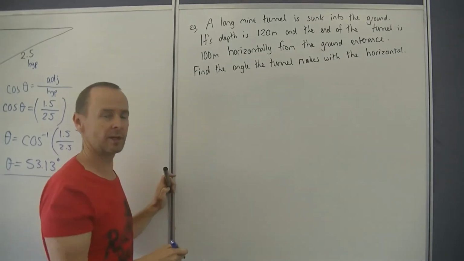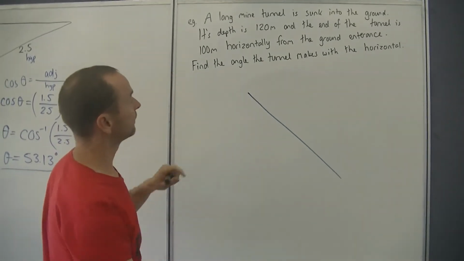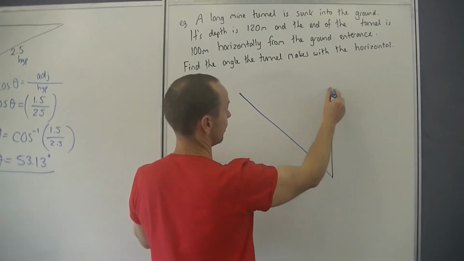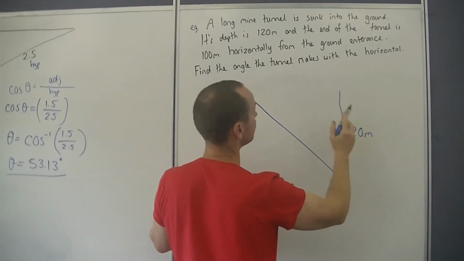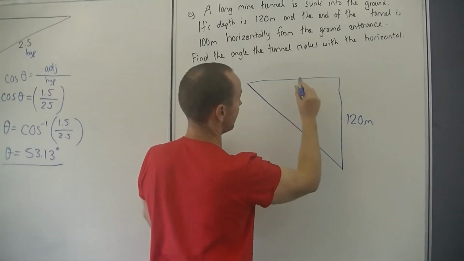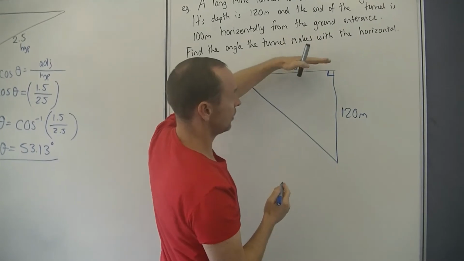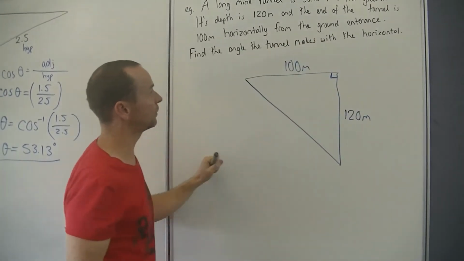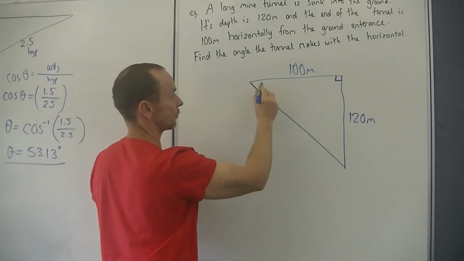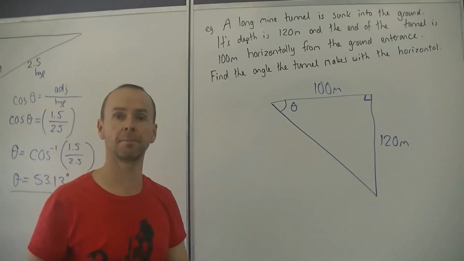I don't like the wording of this question anyway, but there's our tunnel. It goes in at a diagonal like that. Its depth is 120 metres, so that distance there is 120 metres. And it's 100 metres horizontally from the ground entrance, so that distance there is 100 metres horizontally. There's our right angle there, because that's a horizontal and that's a vertical. It says find the angle the tunnel makes with a horizontal. This is our tunnel and there's a horizontal, so that is the angle that we're trying to find. Once we turn all those words into this diagram, then it's easy.